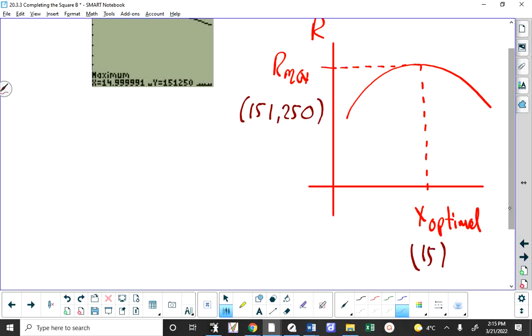So what are we asked to find? You were asked to find here, Sasha, the maximum revenue. I have it on the board already. You were asked to find the ticket price. Now don't forget that this X is not the ticket price. The ticket price is $70 minus 1 times X. That's the ticket price. So that gives me, I think, 55 clams.